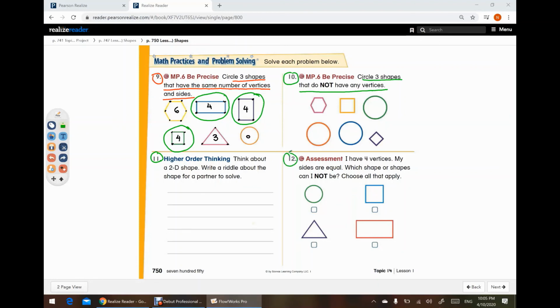And number 12 also, I have 4 vertices. My sides are equal. Which shape or shapes can I not be? Choose all that apply. Now you know how to solve this, right? 4 vertices and my sides are equal.